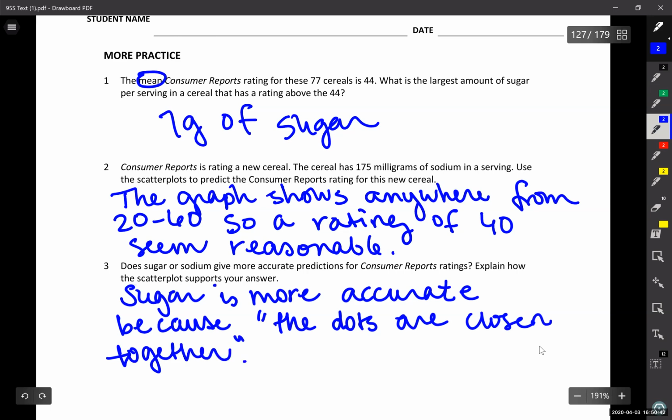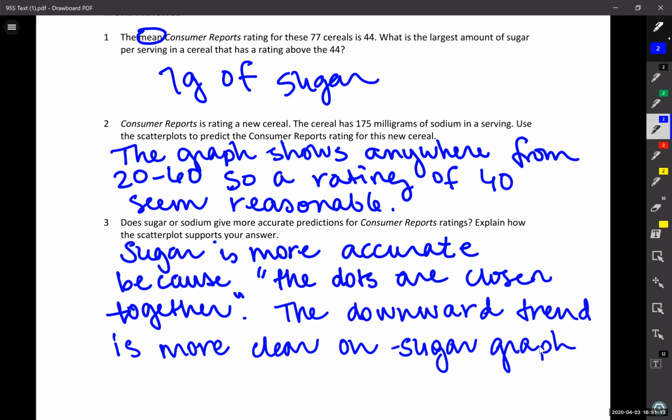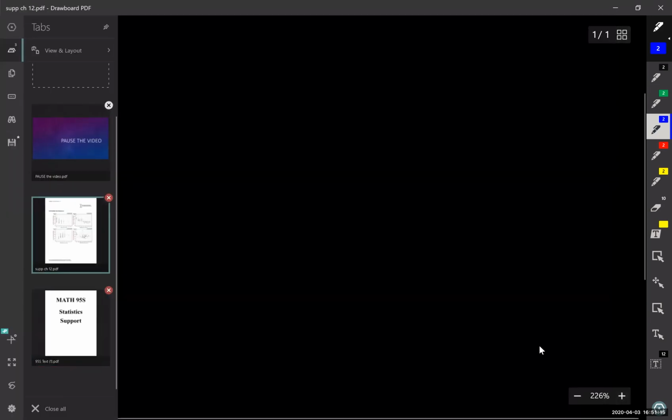A better way is the downward trend is more clear on the sugar graph. I don't want you to be focused on downward. This does have a downward trend, but really the pattern, either up or down, is more clear on the sugar graph. So again, I don't care that it's downward. It could be very clearly upward and be stronger. It has to do with how close together those dots are and how clear that trend is.